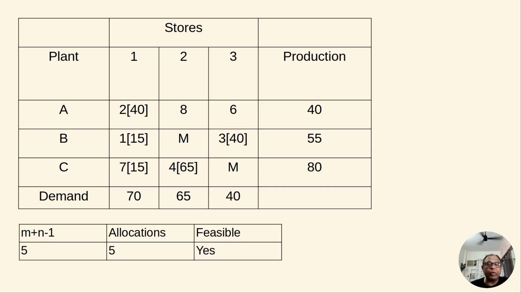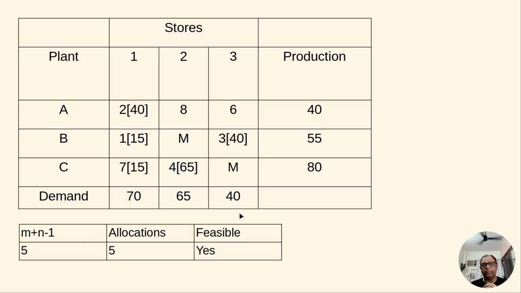To check the feasibility, we count the number of allocations. So the number of allocations is 1, 2, 3, 4, 5. Now M, that is the number of rows, plus N, that is the number of columns, minus 1 should be the minimum number of allocations that you have to do to make it feasible. So now this is 5. The allocations here also is 5. So the solution is feasible.